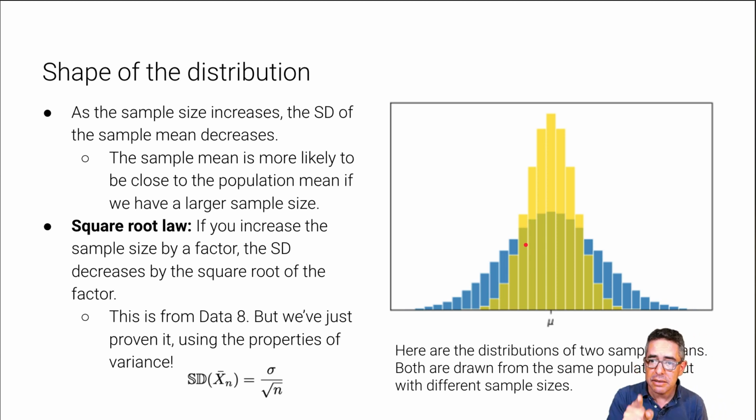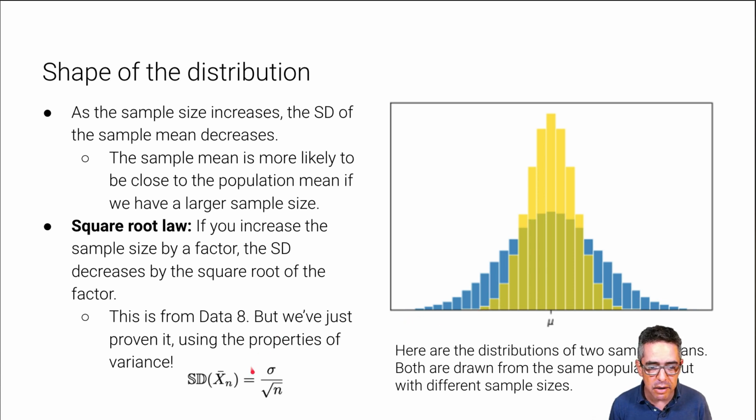Now, in practice, you're not going to build this histogram, right? You will have one sample. When you do a survey, you have one sample. You don't have a population of samples. You have a single sample. But the point is, if one of your samples is from the yellow group, it has a higher chance of being closer to the true value than if it's in the blue one, where any one of your samples has a higher chance of being further away.